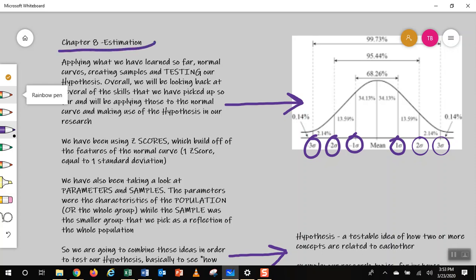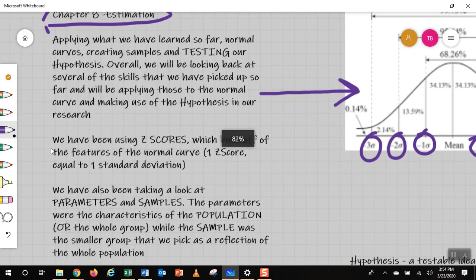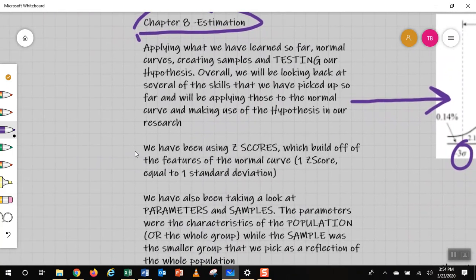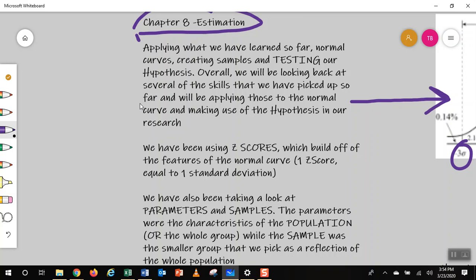So we're doing chapter 8, estimation. And as far as what we're looking at, I'm going to review a few of the things we've taken a look at so far and take a look at how this applies to what we're going to be doing today. So going over, let's go in. So applying what we've learned so far, normal curves, of course, we're doing normal curves.